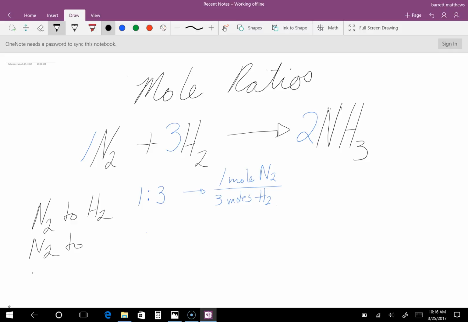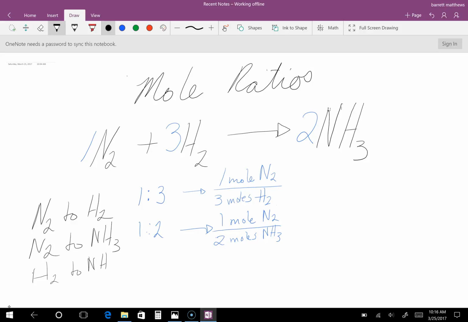Another ratio would be nitrogen to ammonia. I see a 1 in front of nitrogen, so I put it there. I see a 2 in front of ammonia, 1:2. Now, as I write my conversion factor, 1 mole of nitrogen on top, 2 moles of ammonia on bottom. Once again, I could flip this around if necessary to 2 on top and 1 on the bottom.